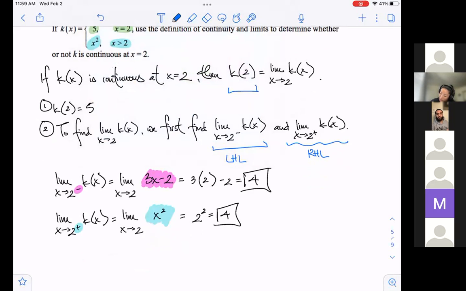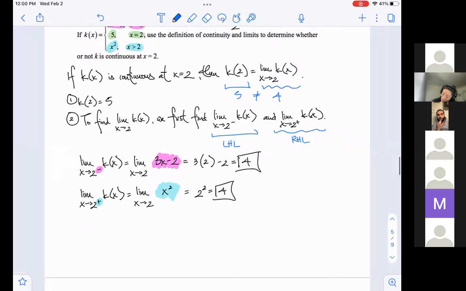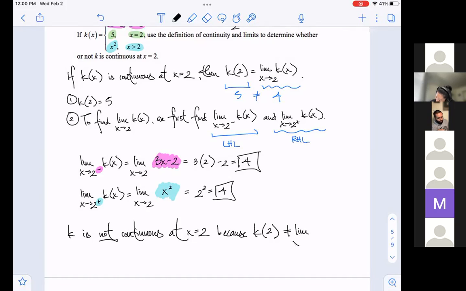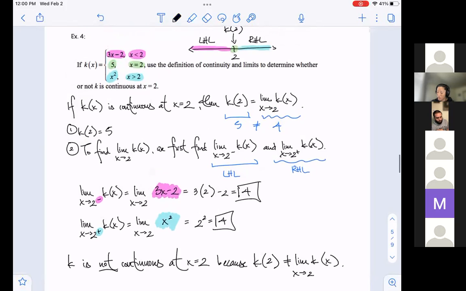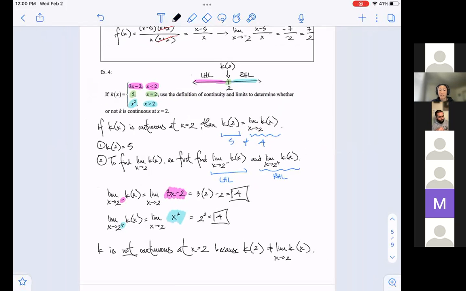Okay, so here's what we have right now. We have that k of 2 is 5. And what's the overall limit for this function at 2? Yeah, it's 4. Does 5 equal 4? I certainly think not, right? 5 does not equal 4. And so we would say that k is not continuous at x equals 2 because k of 2 does not equal the limit as x approaches 2 of k of x. Right? That is our very grown-up way of saying that we cannot draw this without picking up our pen or pencil.